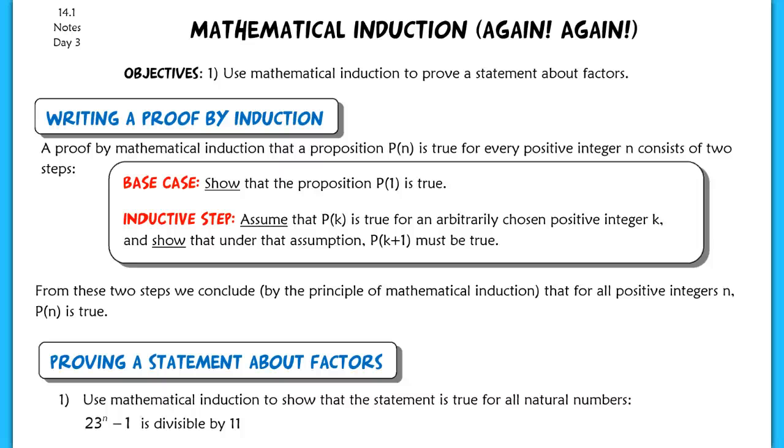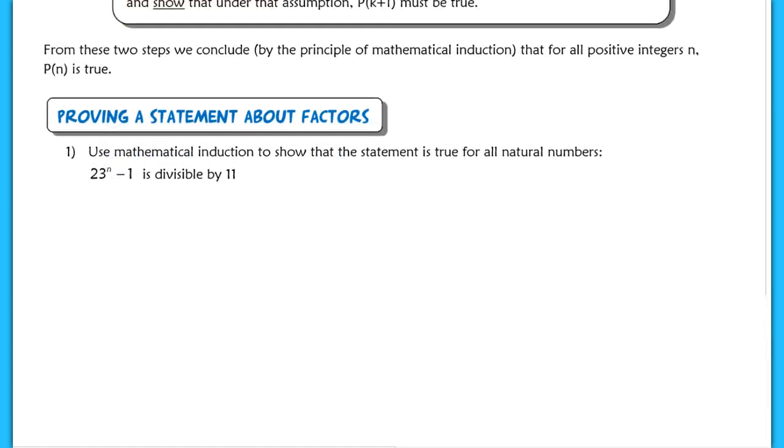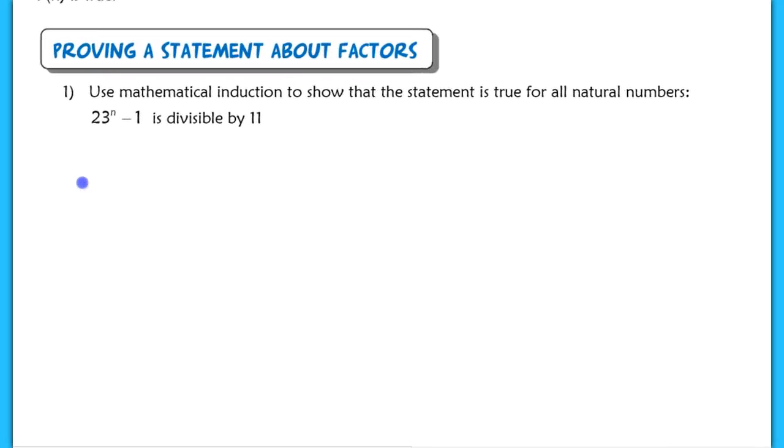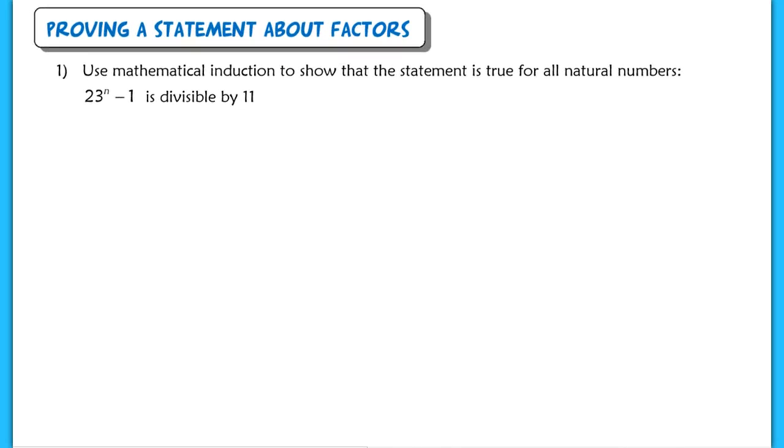This is day 3 of section 14.1. We're going to be using mathematical induction to prove a statement about factors. So this will be the last type of problem that we look at for mathematical induction. So here's our statement. We're going to use mathematical induction to show that 23 to the n minus 1 is divisible by 11. So we're going to use our same steps.